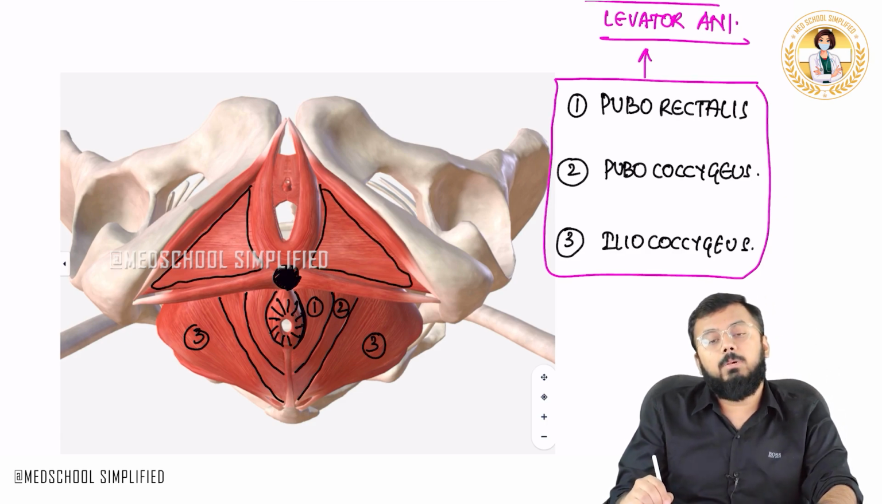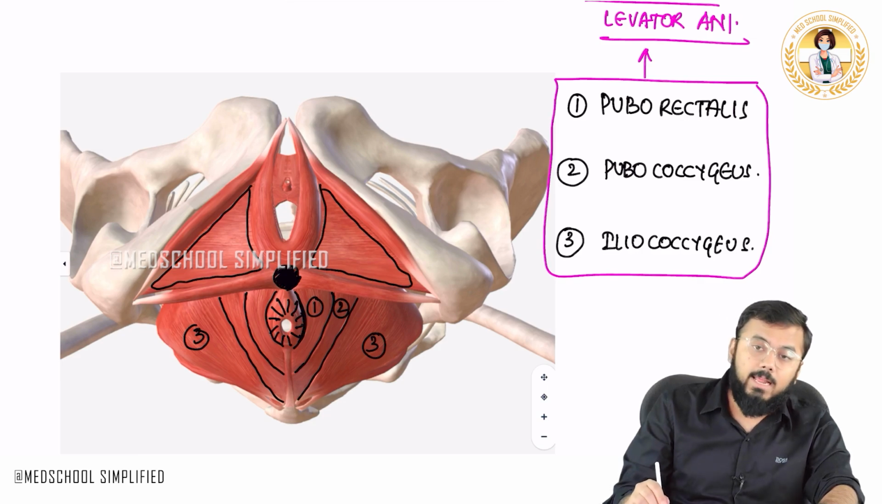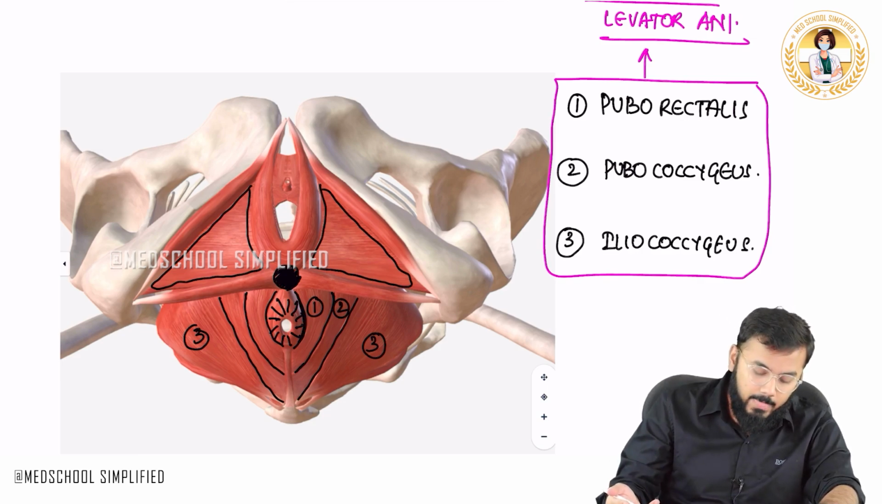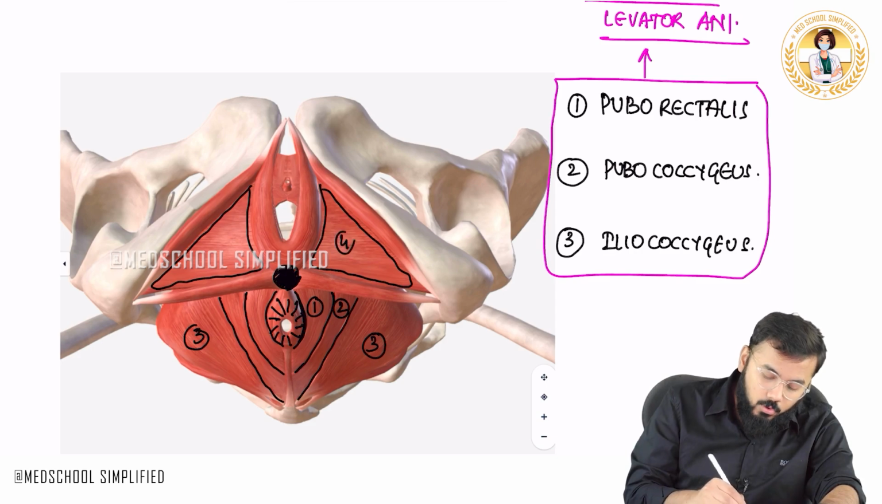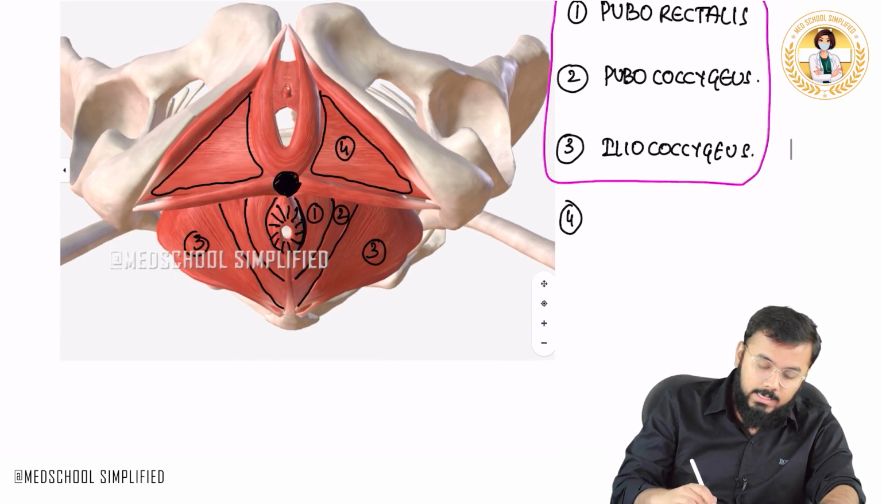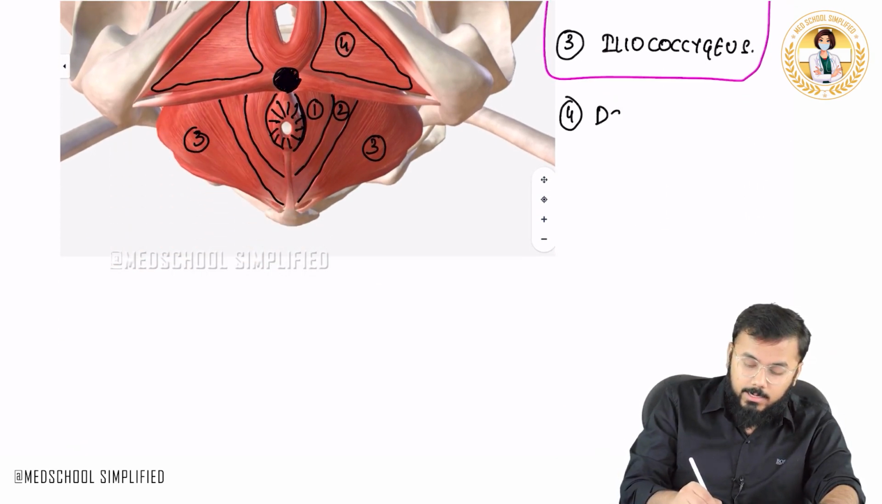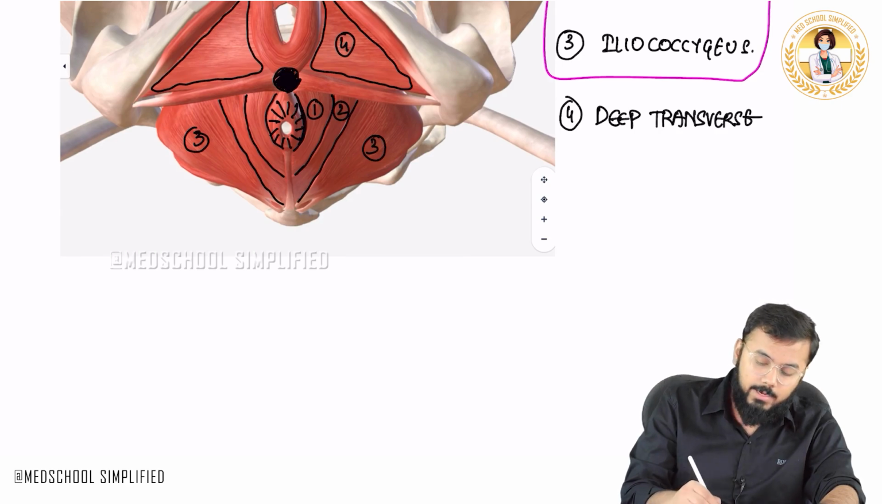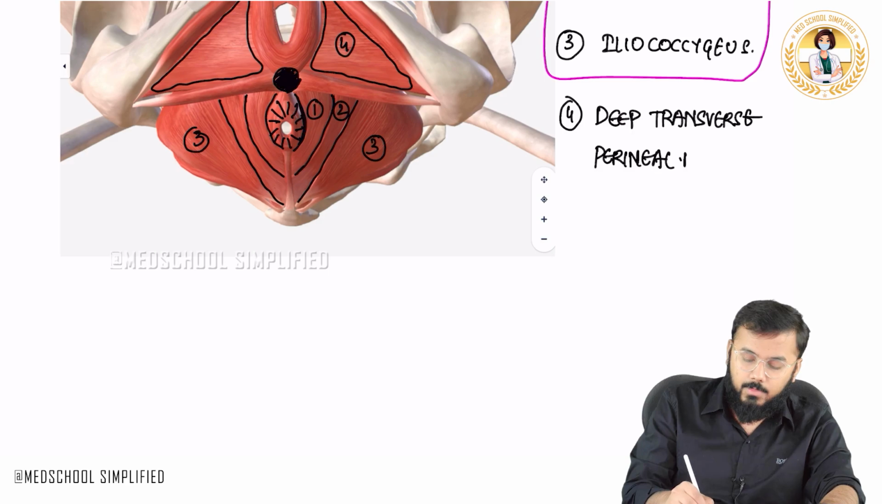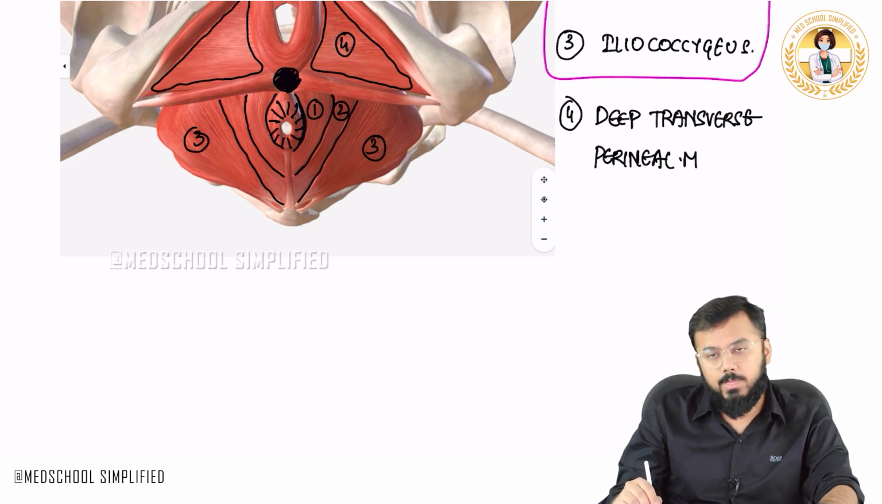So this particular muscle over here is called the deep transverse perineal muscle, right? I'm writing it as muscle number 4. Muscle number 4 is the deep transverse perineal muscle. This is called the deep transverse perineal muscle.